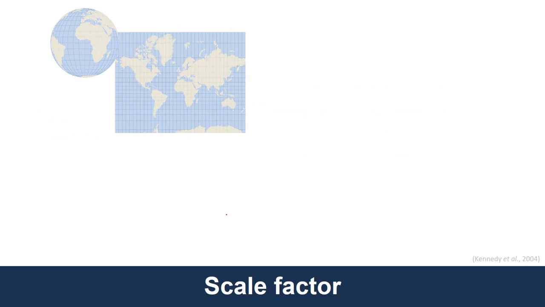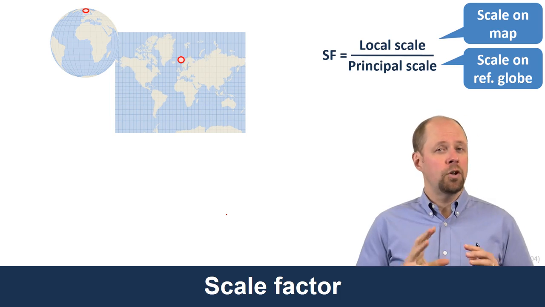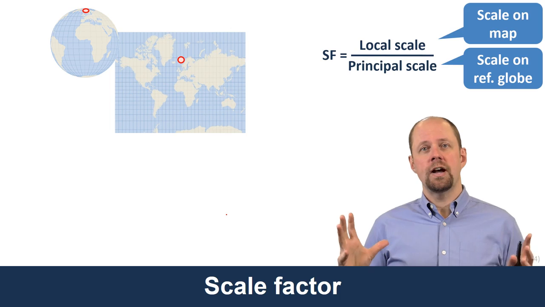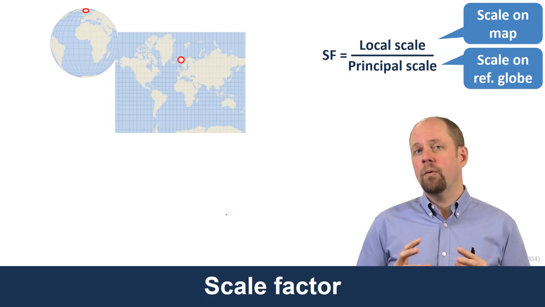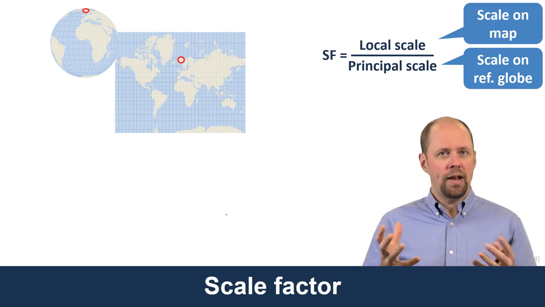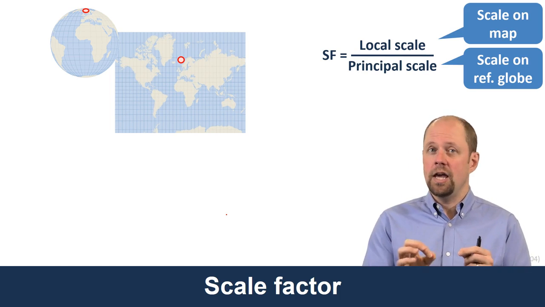The way we can quantify distortion is using a thing called scale factor. If we have a reference globe and our two-dimensional map, the scale factor is when we divide the local scale by the principal scale. And so the local scale is the scale on the map, the principal scale is the scale on the reference globe. So remember, there's no distortion on the reference globe. We've taken our full-sized real Earth, shrunk it down to the size we need for the scale of the map that we want to create, but it's hypothetical or imaginary, but it's a three-dimensional globe with no distortion. Okay, that's a key idea.